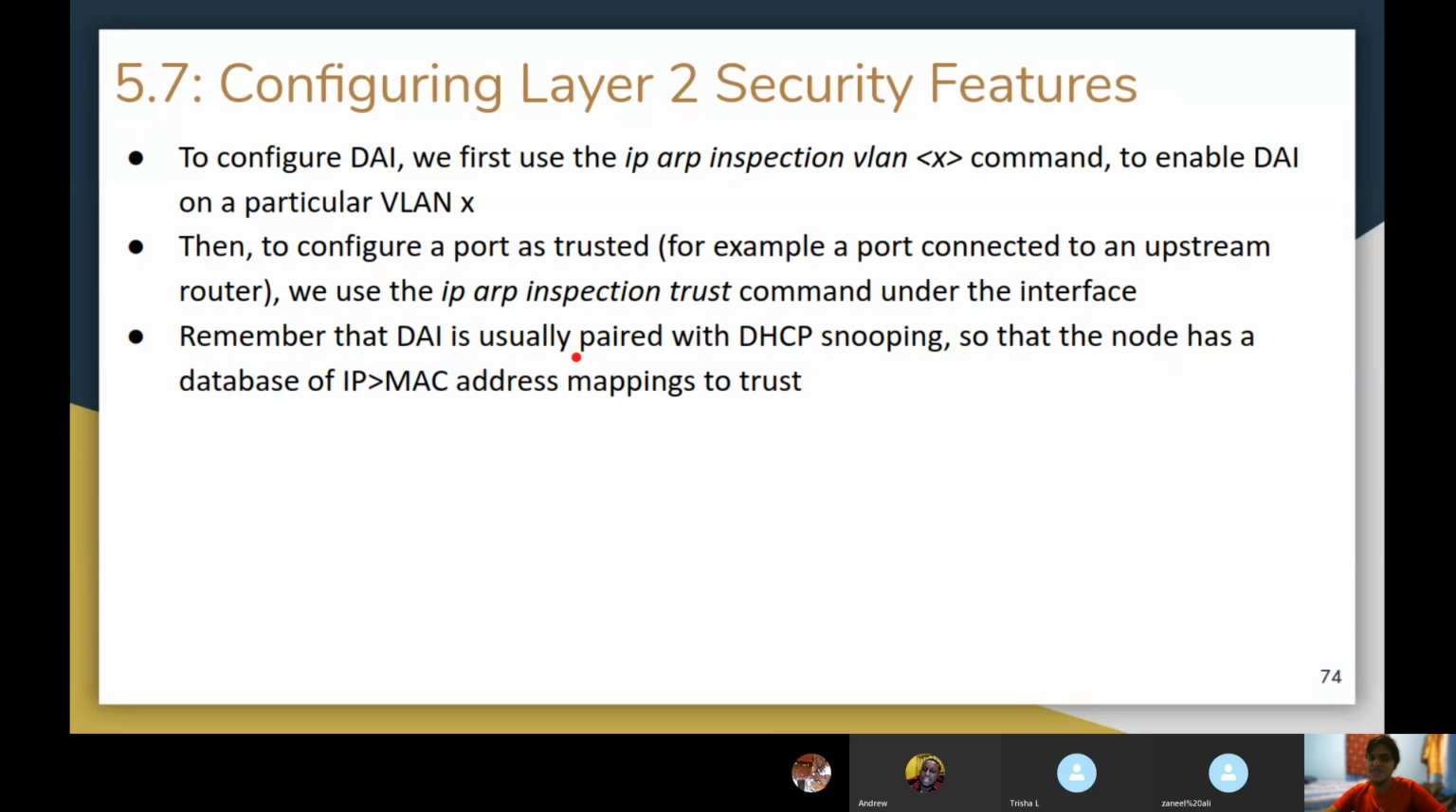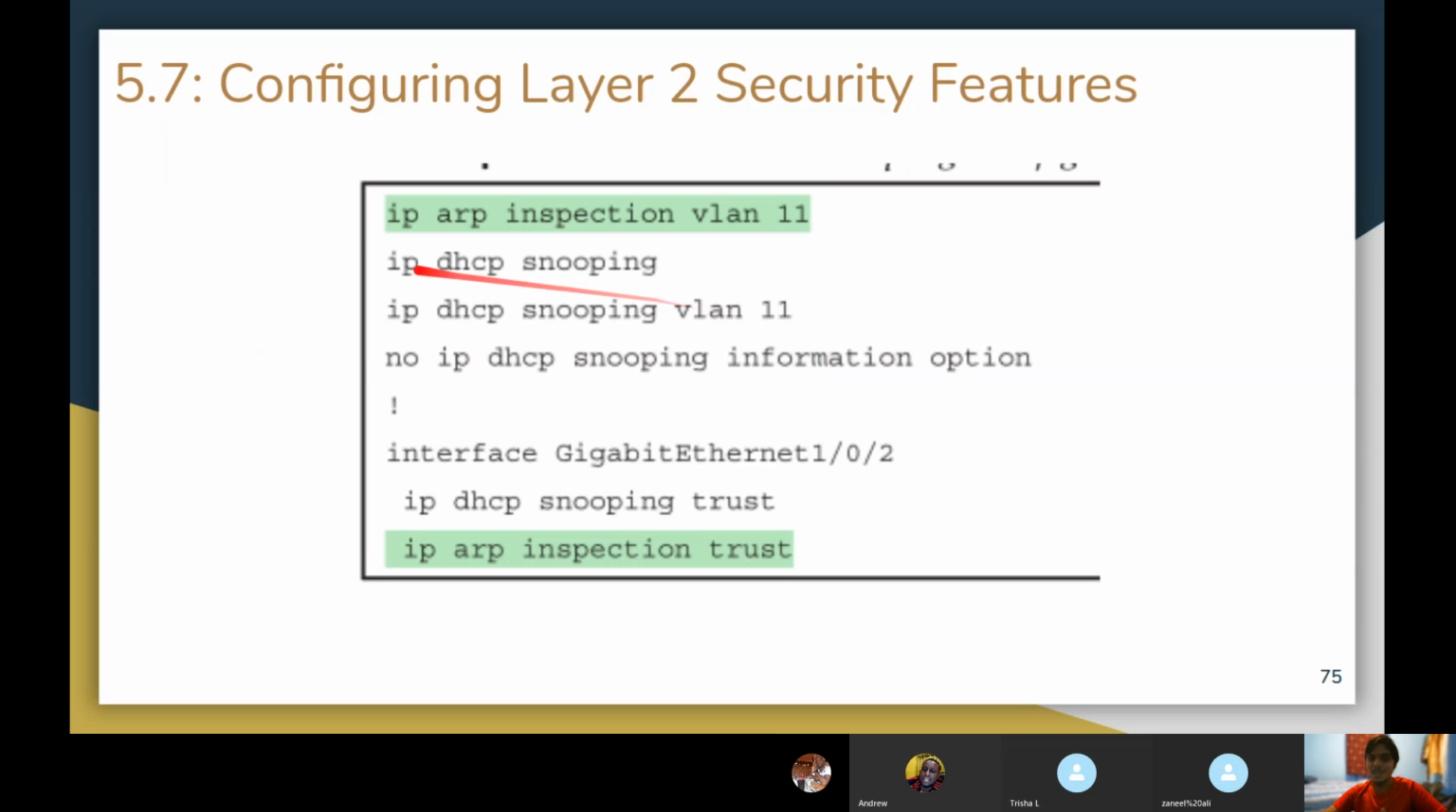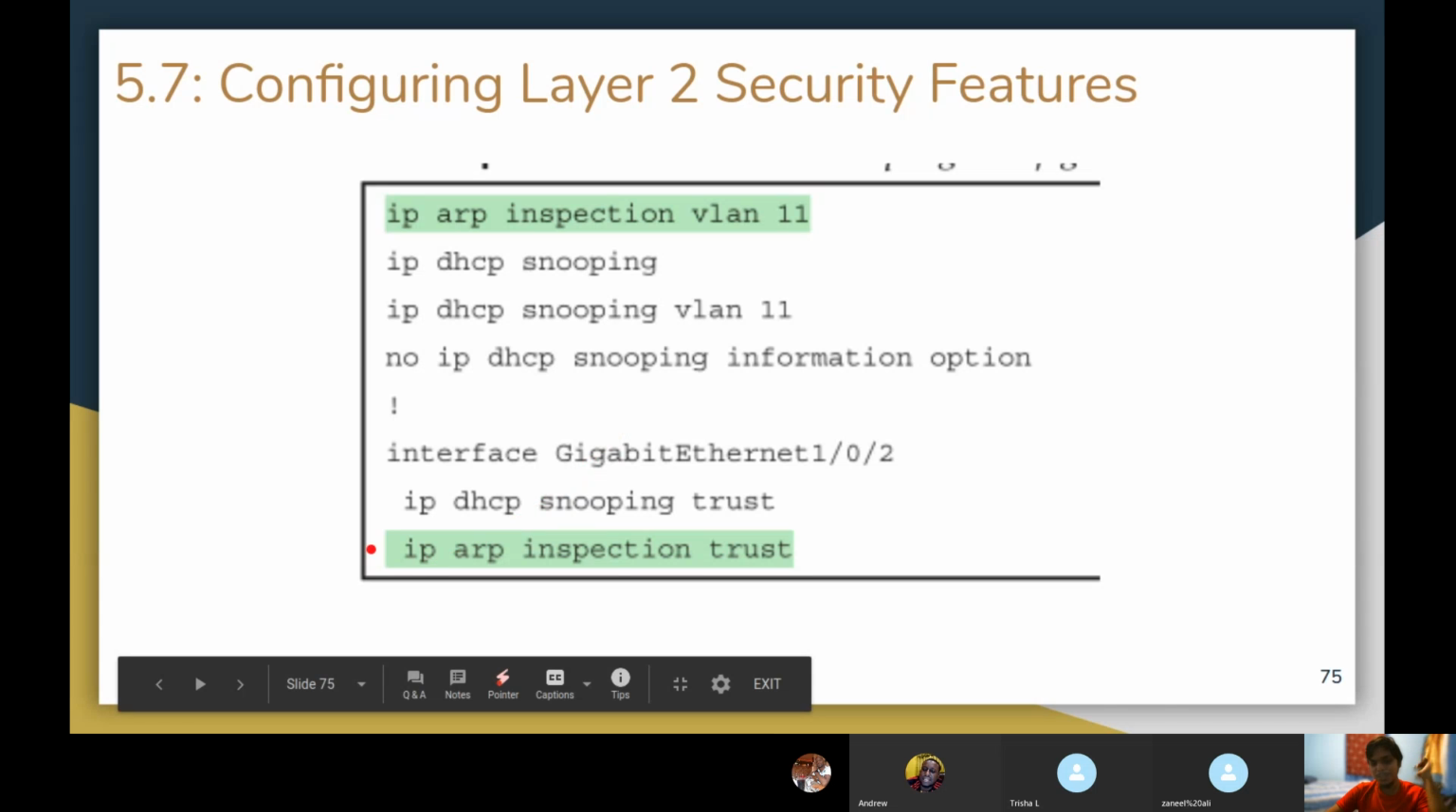Remember that DAI is usually paired with DHCP snooping so that the node has a database of IP to MAC address pairings to trust. So usually we're going to put dynamic ARP inspection on the same node that we put DHCP snooping on, so that we can use the table that DHCP snooping builds to enforce ARP inspection. So you see ip arp inspection vlan 11. We also had DHCP snooping on VLAN 11, so we line it up there. Then we have ip dhcp snooping trust on this interface, so we also want to put ip arp inspection trust on this interface.